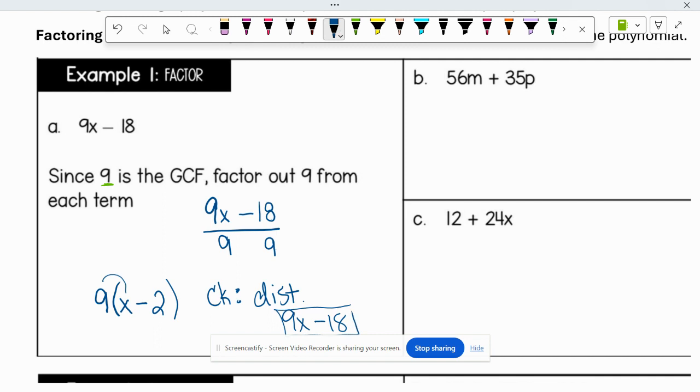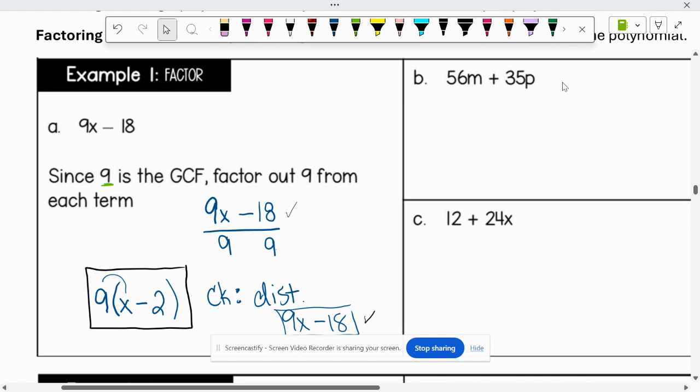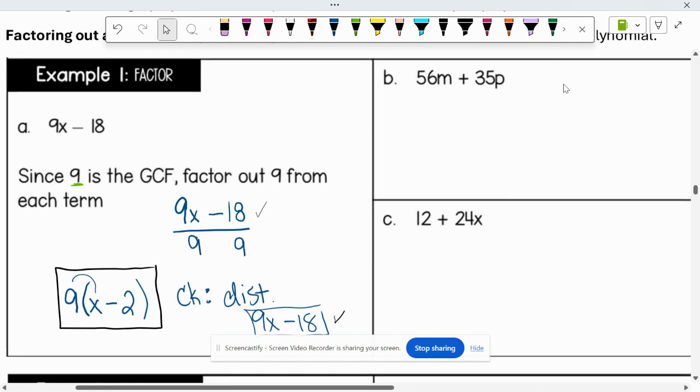So whenever you check, once you've factored something out, you can always go back through and multiply and make sure that what you end up with is what you started with. But this is what it looks like in factored form. This is factored. We took out the greatest common factor. So let's look at example B.